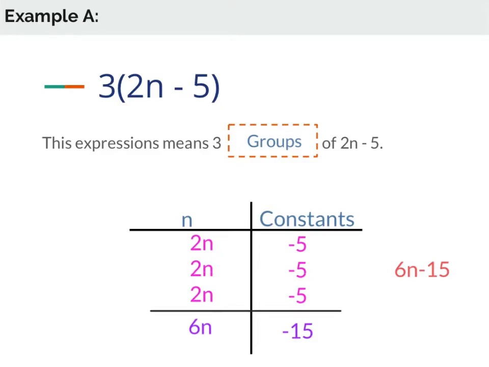So notice that I had 3 groups of each thing inside the parentheses. I had 3 groups of 2n, and I had 3 groups of negative 5, and then I combined my like terms like I know how to combine my like terms, and that gave me 6n minus 15.